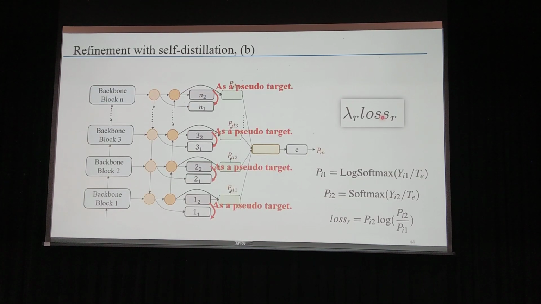The second loss is loss refinement. We use stage 2 output as a target for stage 1. Okay. This one's output supervises this one. This approach enables the model to explore relationships between different categories.